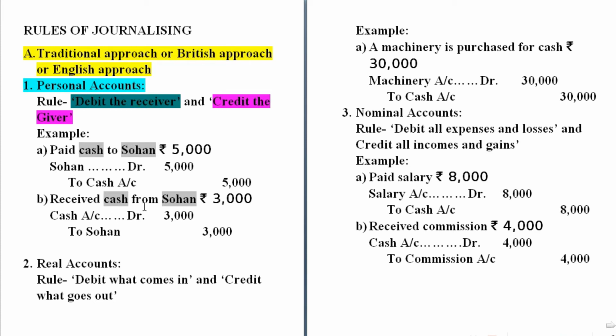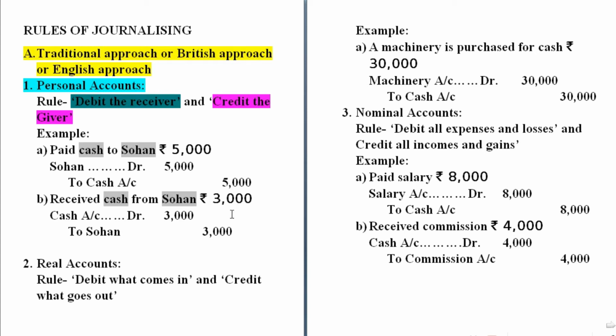Second question, received cash from Sohan. Now Sohan becomes the giver. According to the rule of the personal account, we are crediting Sohan. We are crediting the giver because Sohan now becomes the giver and he is giving us 3,000 rupees.